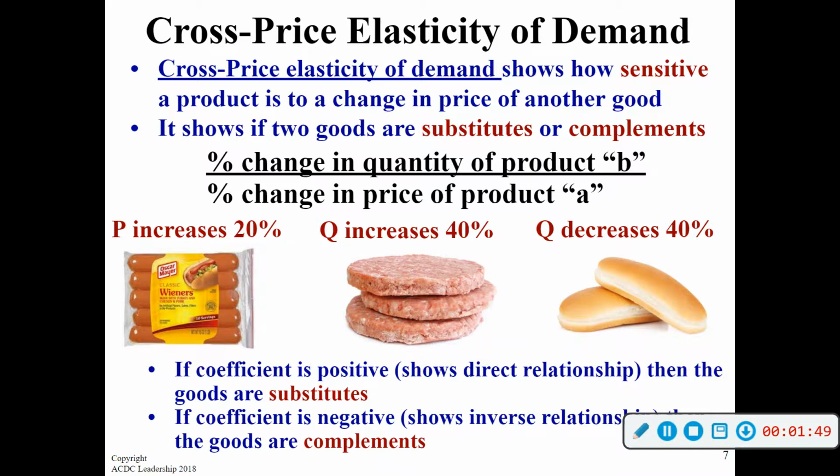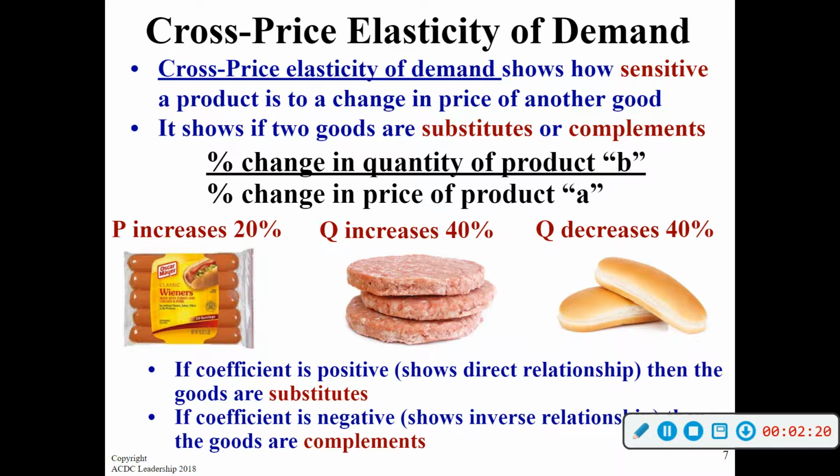So, if we were to plug this in, percent change of quantity B. Well, if we're just plugging that straight in, this is product B, says the quantity increased 40%, so that would be a positive 40. The percent change in price of product A. Well, product A's price increased. So, you have positive 40 over positive 20. When you simplify, what is that? You get 2, which is positive. Comes up positive. These two goods are substitutes.